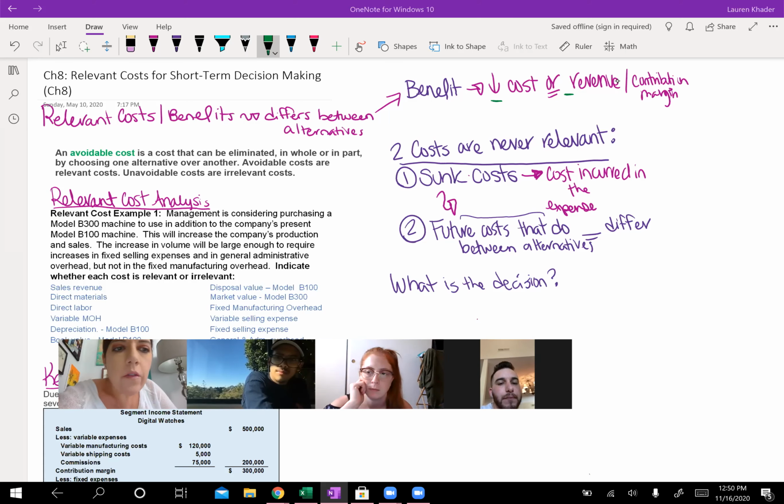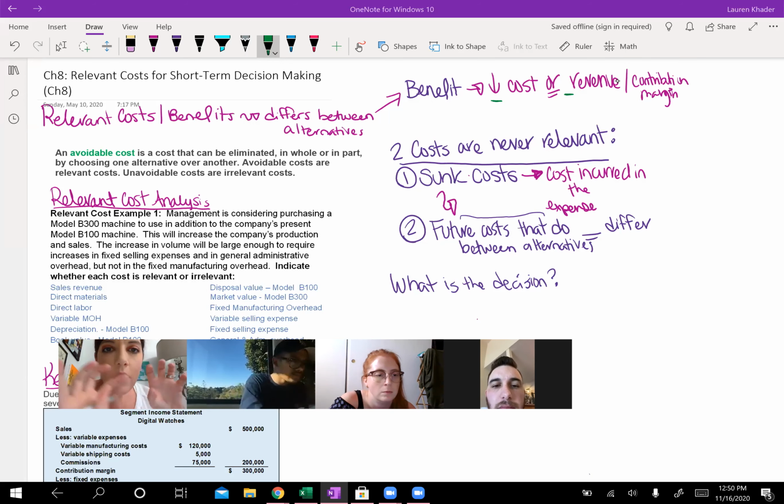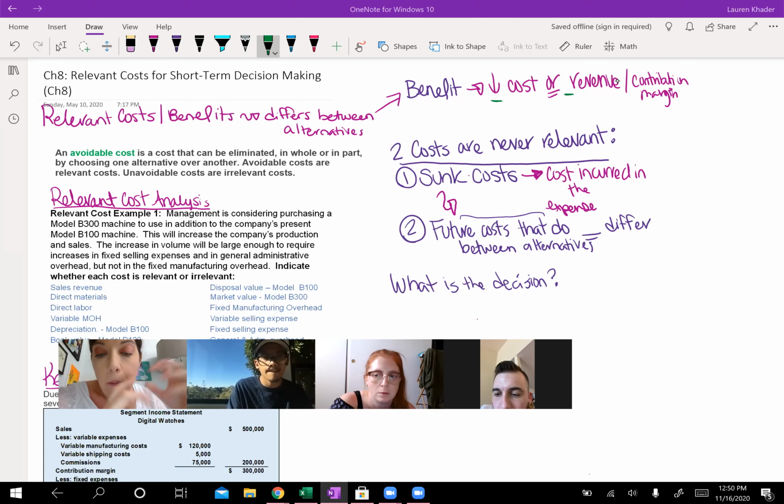So we're going to go over some definitions that you may have seen in chapter 2. First one is relevant costs and benefits. Relevant costs and benefits are those costs and benefits that differ between alternatives. So you have two different decisions at hand, and these are costs or benefits that are included in one decision but not the other. Relevant costs and benefits are the only things that are important to the decision that you're making.